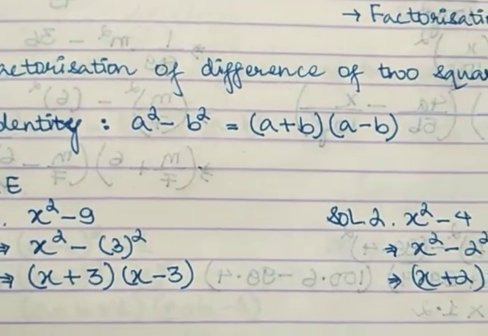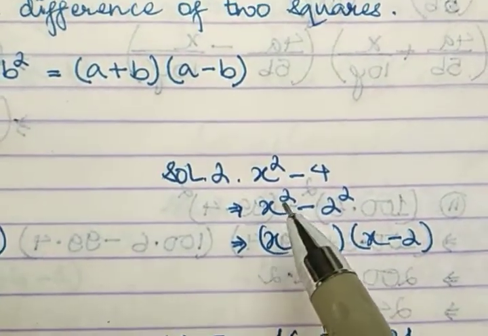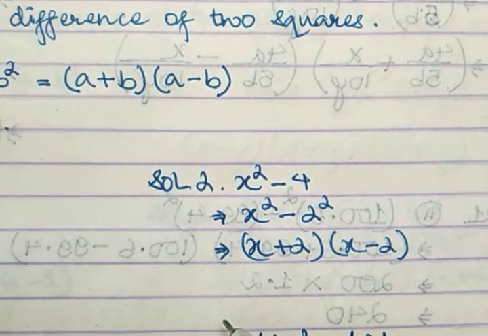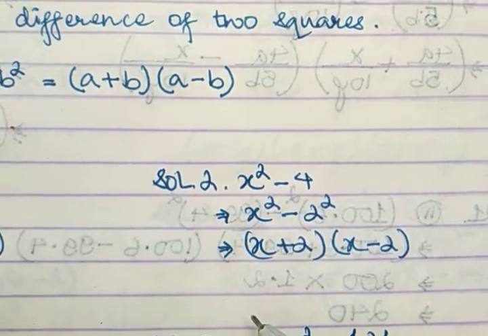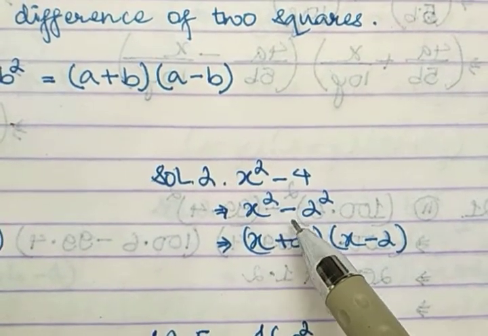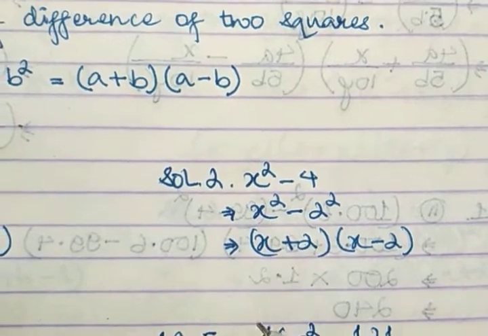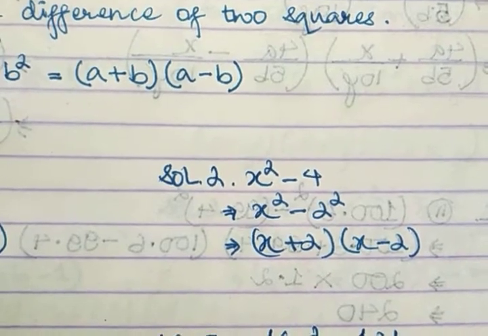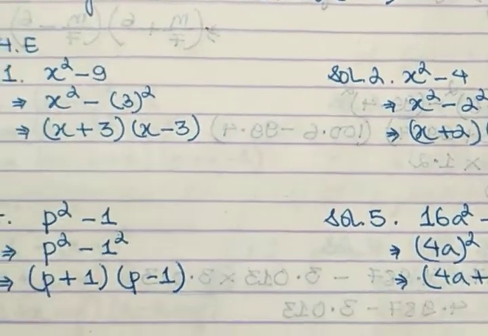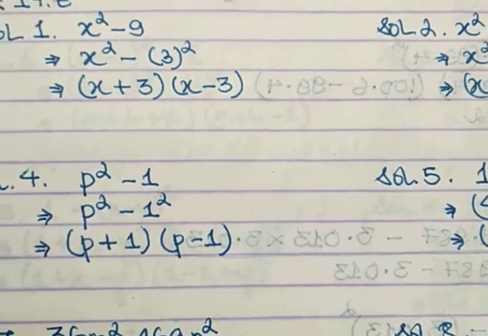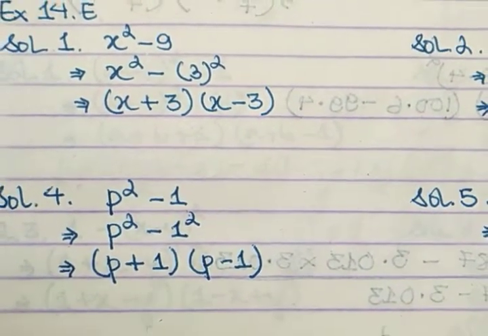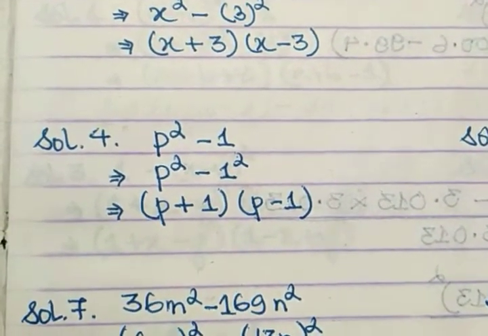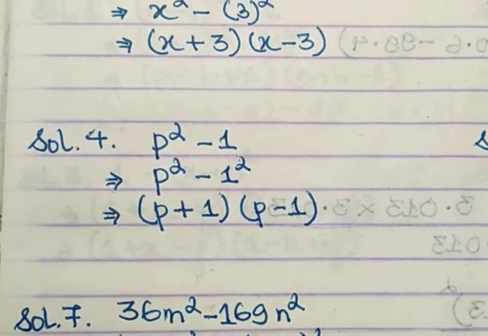Let's do a few more sums, it will be easier for you. We have x square minus 4. Again, 4 is a perfect square of 2, so we can write it as x square minus 2 square. Again a square minus b square. In place of a we have x, and in place of b we have 2, so it is x plus 2 into x minus 2. It's an easy one, isn't it? All you need to do is change the term into a square minus b square, and then use the identity a plus b into a minus b. There we get the product form, and we are done with the factorization.